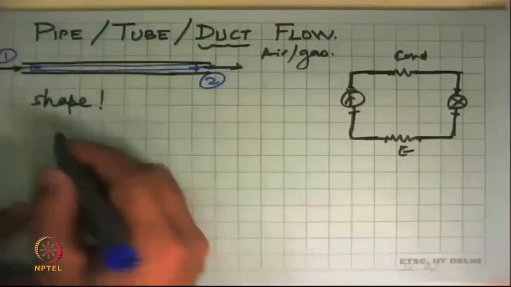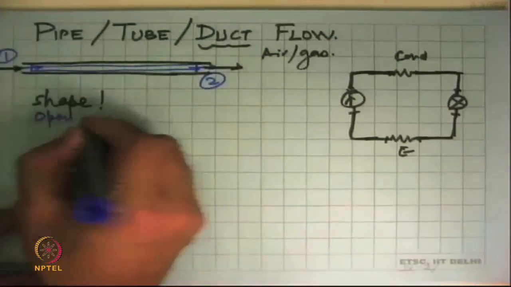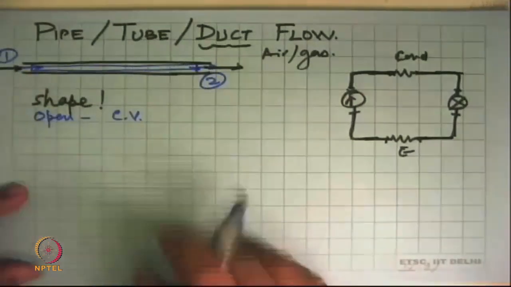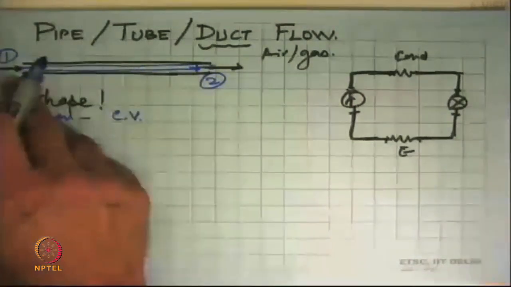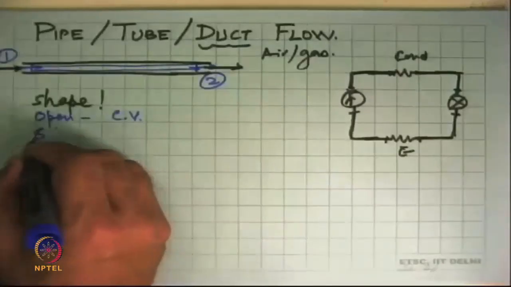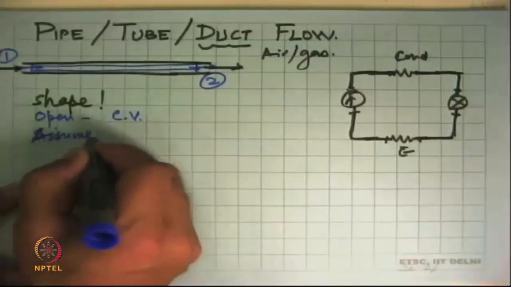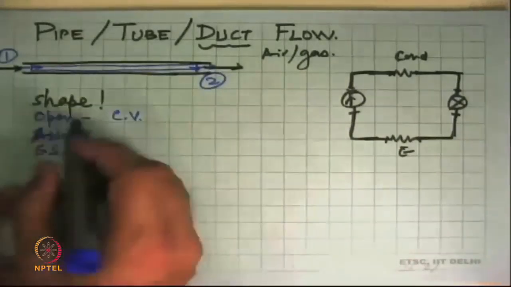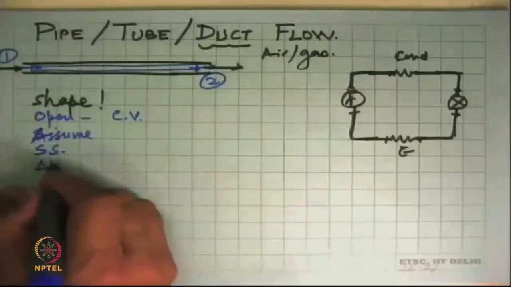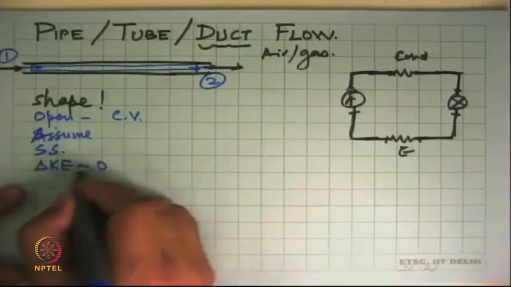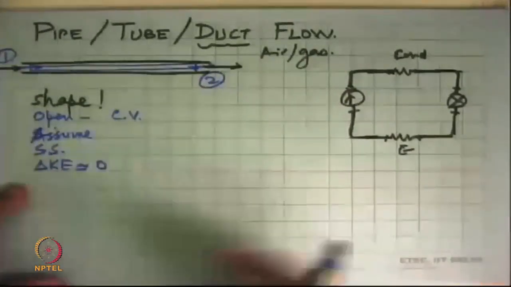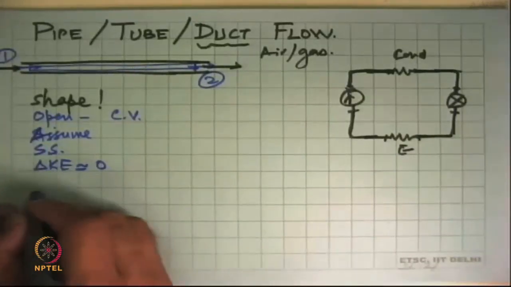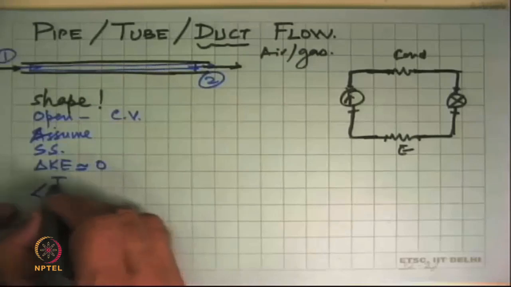And this immediately tells us that first and foremost this is an open system, which means that we have to apply the control volume approach for analyzing this. First we assume steady state, and then we can say that changes in kinetic energy are pretty much zero. The pipe is neither accelerating nor decelerating the fluid, ideally speaking. And in the ideal case, we can say this is isentropic.